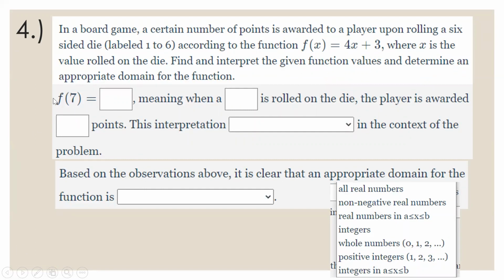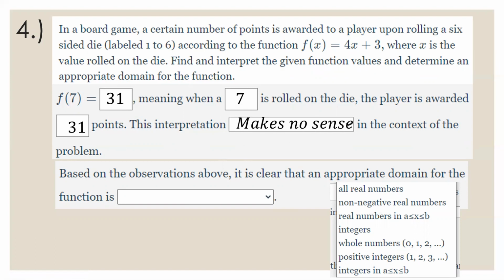We have one more to do, f of 7. So if you roll a 7, you do 4 times 7 plus 3, you would get 31 points, meaning when a 7 was rolled, you would get 31 points. But again, if a die is labeled 1 through 6, are you going to roll a 7? No, so it doesn't make sense. All right, so then the next question.